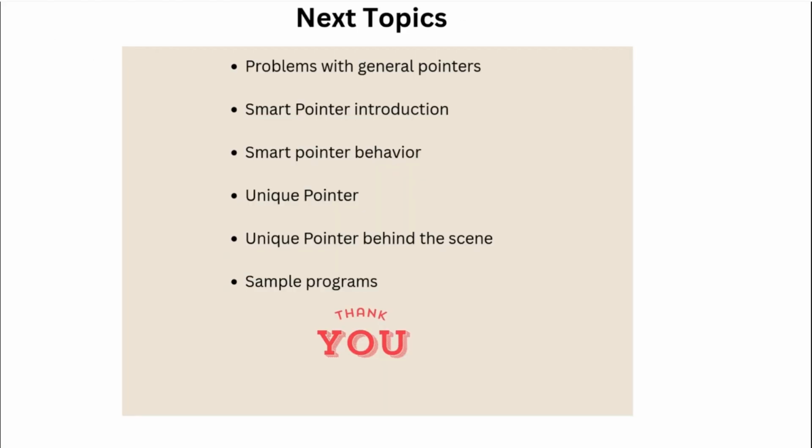Okay, these are the problems we have covered. Now we know the different problems that happen with general pointers. In the next topics we will discuss more problems, and we will start the introduction to smart pointers and their behavior. We will also start a smart pointer called unique pointer, and see how the unique pointer works behind the scenes, how it is implemented, and we will see some sample programs. Thanks for watching.